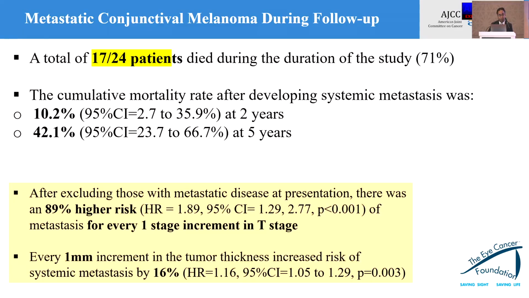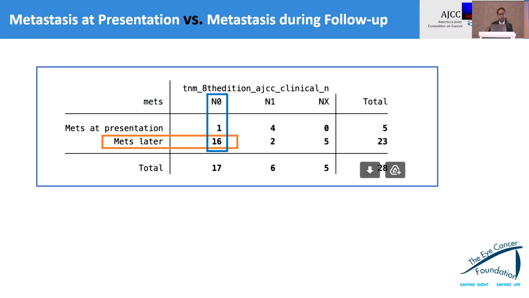Just to keep things in perspective, with every 1 stage increment in T stage, there was an 89% higher risk of systemic metastasis, and with every 1 millimeter increase in tumor thickness, there was a 16% higher risk of metastasis in such patients. Another notable point was that upon spread, distant metastasis was more common than lymph node metastasis.